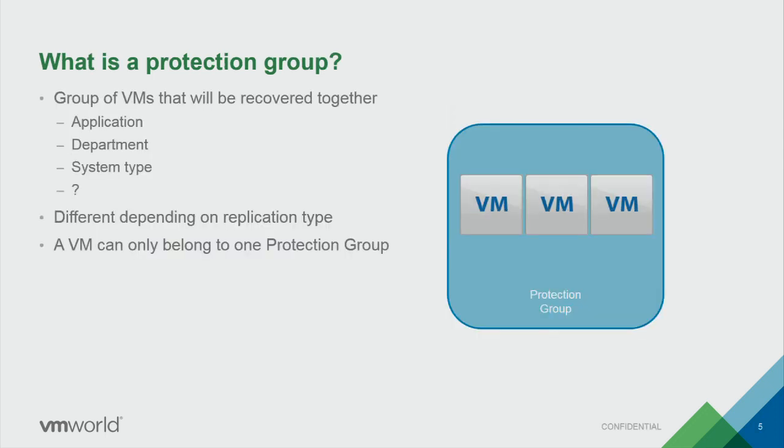So with that, since we're going to be talking about protection groups, let's just level set on what is a protection group. So a protection group is a group of VMs that you want to recover together. So you can set that up however you want, whether that's by application, by department, whatever makes sense to you, you can organize your VMs as you desire. The different types of protection groups are going to dictate a little bit, though, of how you organize that, and that's what I'll get into.